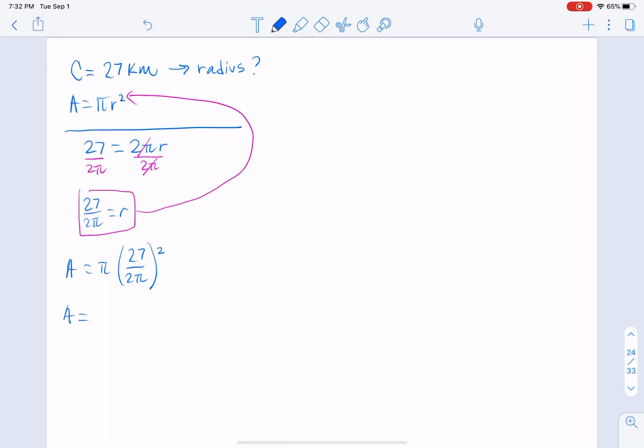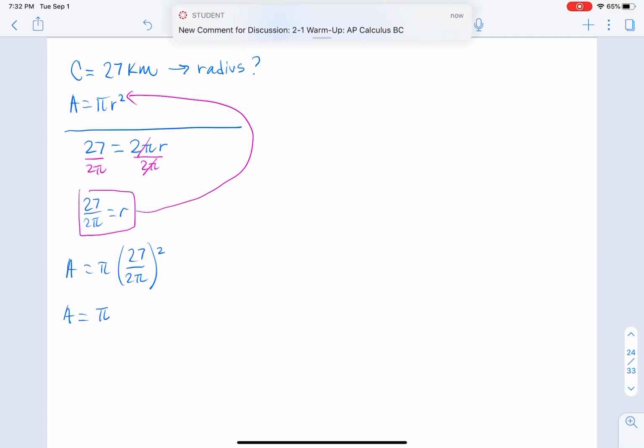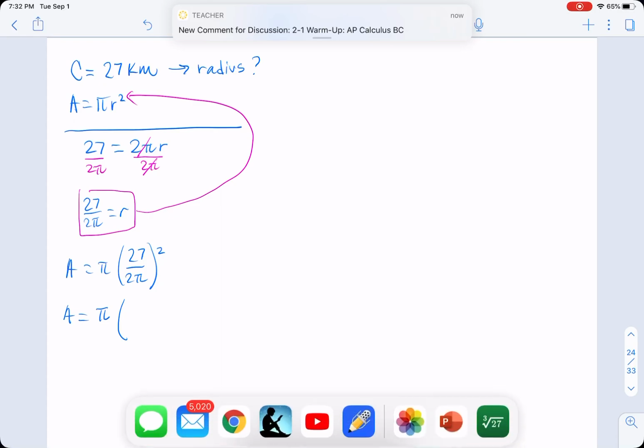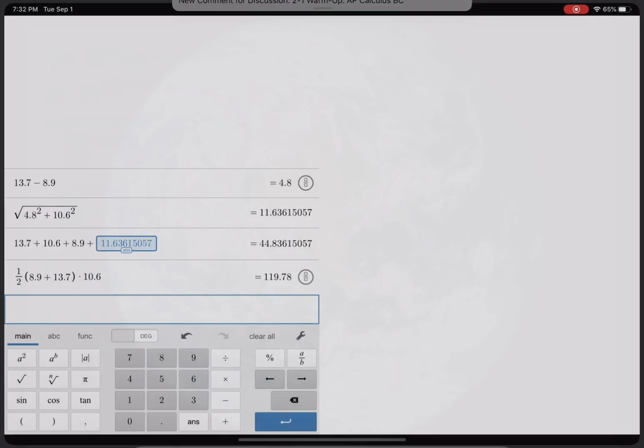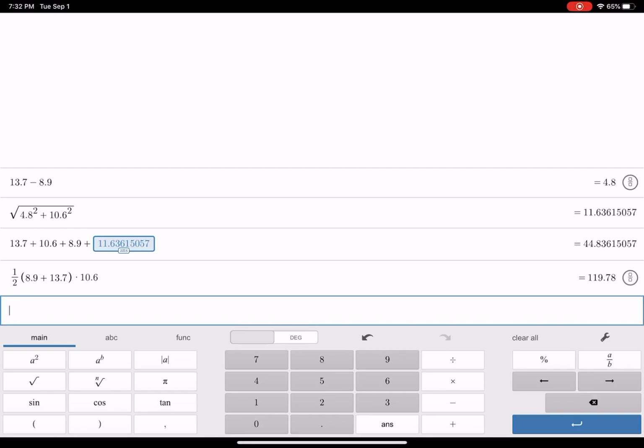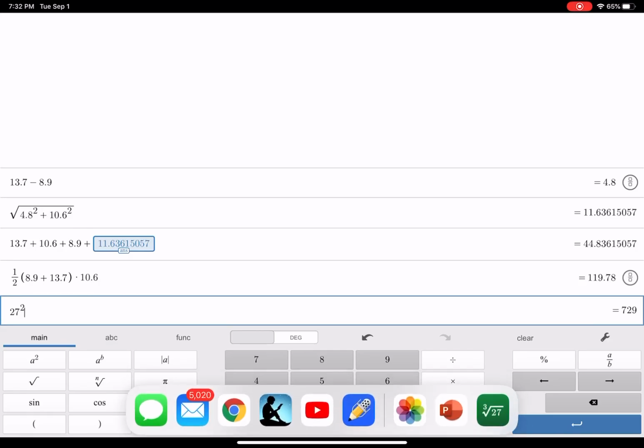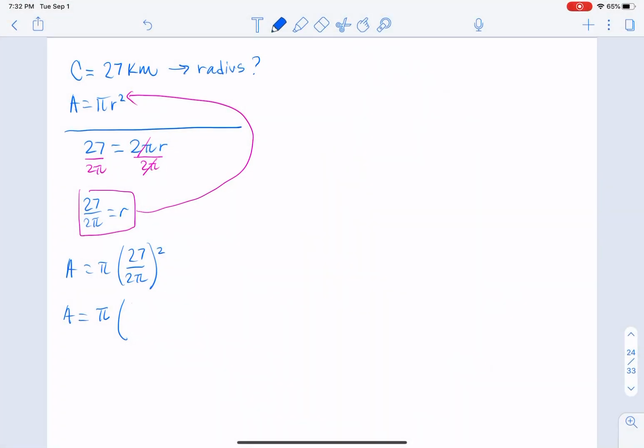So A is equal to pi times, and I'm going to square both the top and the bottom here. So 27 squared, I may not know off the top of my head, so I'm going to go ahead and throw that into the calculator. So 27 squared is 729. Oh, of course, I should have known that. 729 on top. And then on the bottom, I need to square both of these. I square the 2 and I square the pi. So obviously 2 squared is 4, but pi squared is, well, it's pi squared. There you go, just like that.